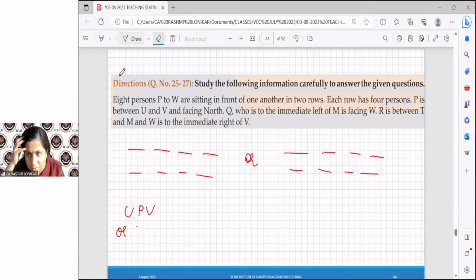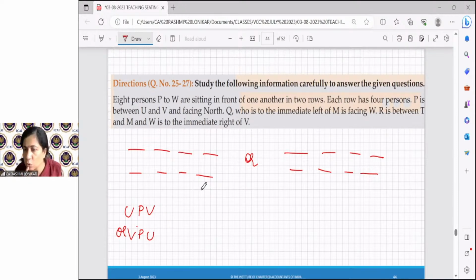Okay. P is between U and V. So U, P, V or V, P, U. Okay. And facing north. And facing north means what? P is going to be somewhere here on the bottom line.